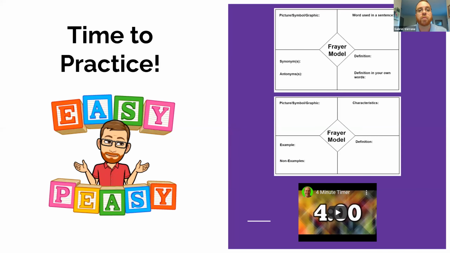Okay, so we're going to practice right now, okay? I assume that most of you, or many of you, have seen a Frayer model in the past, right? But you saw an example of what the Frayer model is, okay? You have some Frayer models that you can work with. And so you're going to fill out a Frayer model about a Frayer model, okay? It's very meta, all right?